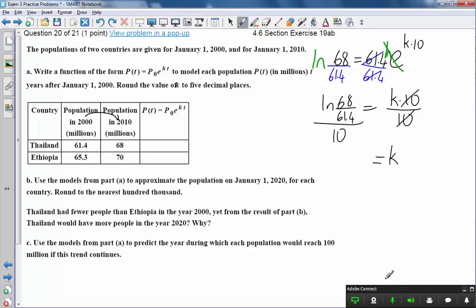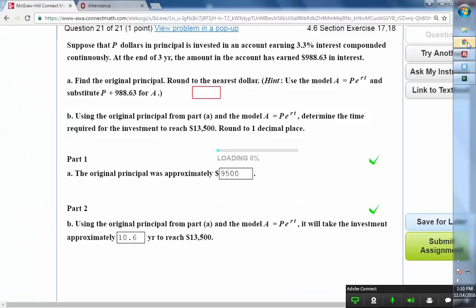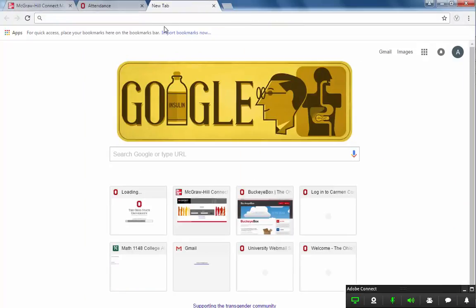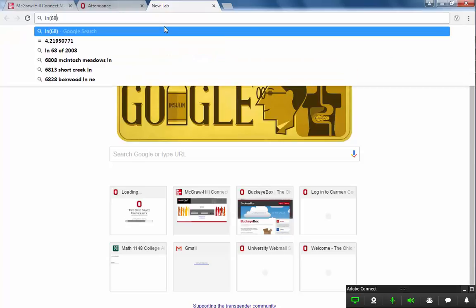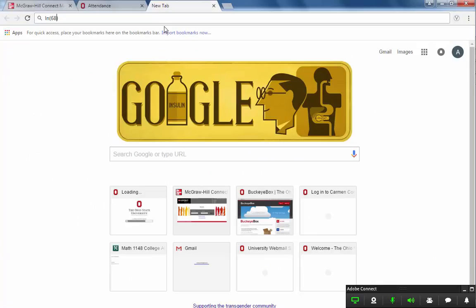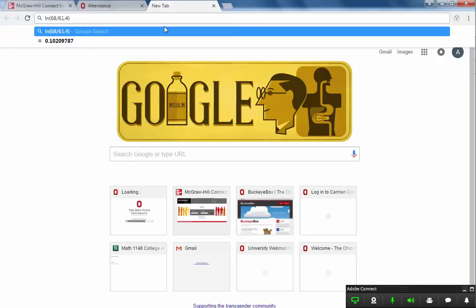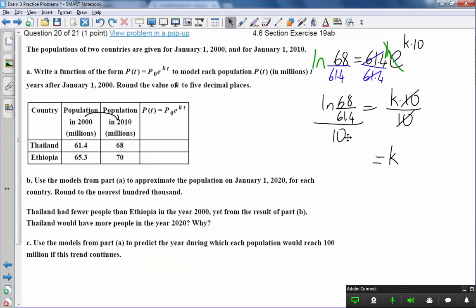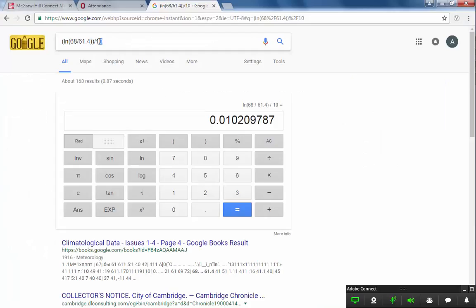Whatever this thing is. So let's calculate it. So again, ln of 68, what is it? Over 61. Take another parenthesis, please, to be safe. And then divide by 10. This is all you need to enter into your calculator too, right? 68 over 61.4, divided by 10, whole thing divided by 10.